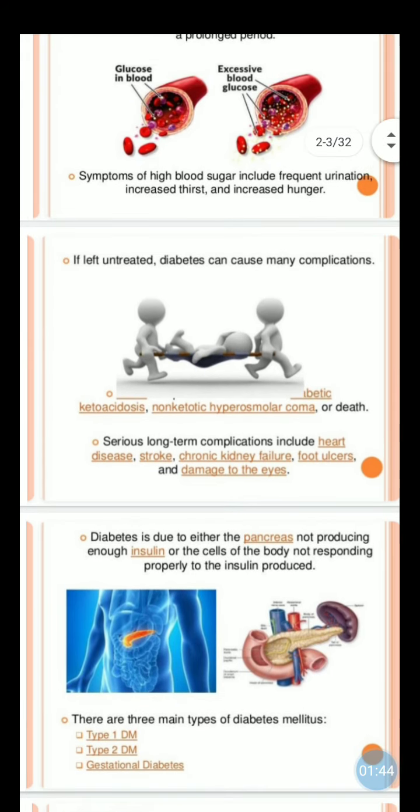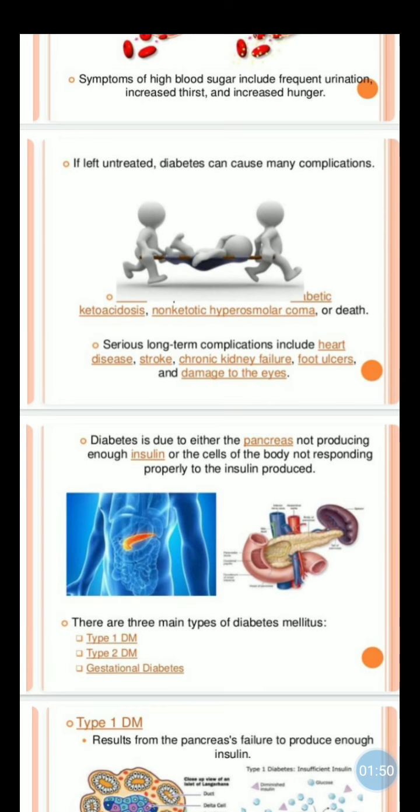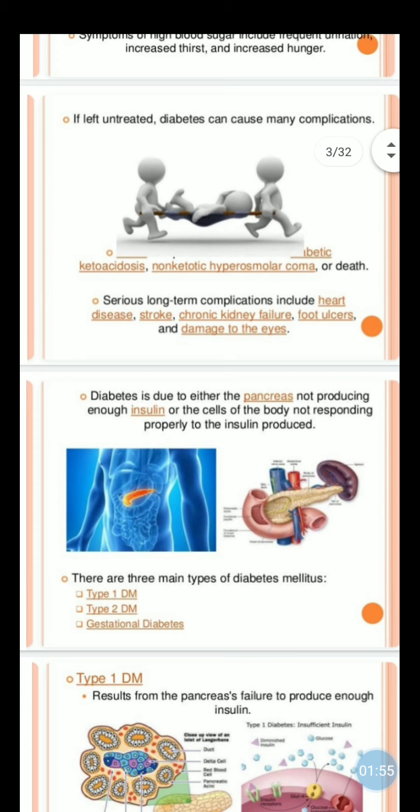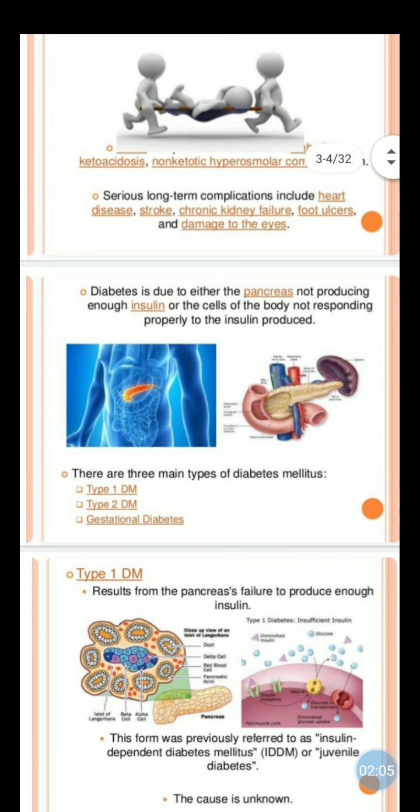If this diabetes mellitus is serious or long term, it may result in a few complications. These complications include heart diseases, stroke, damage to the eyes, chronic kidney failure, or foot ulcers.